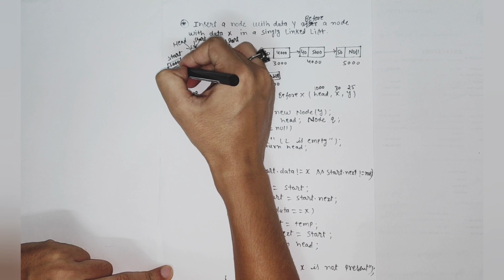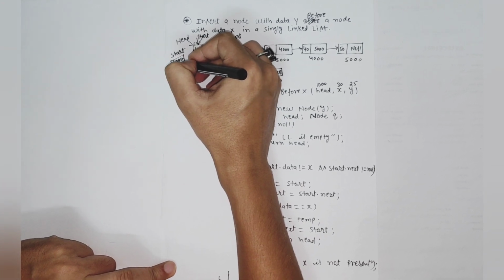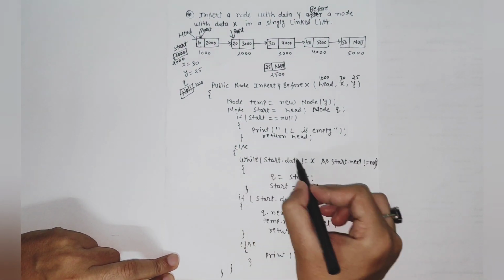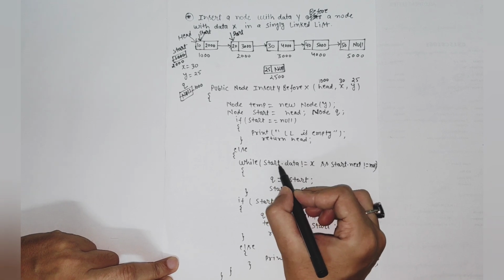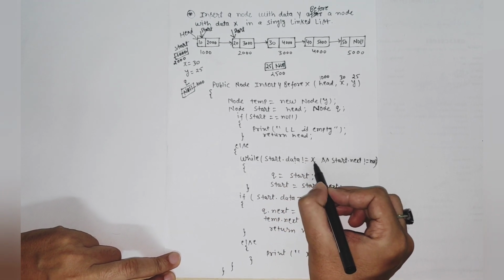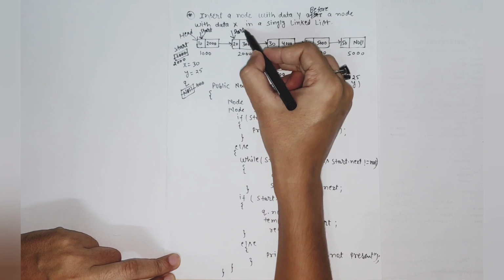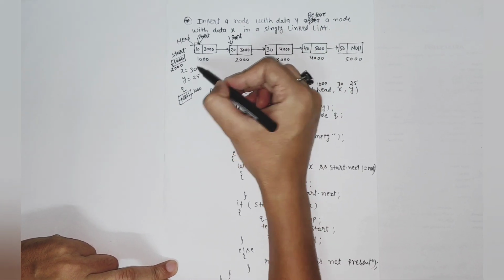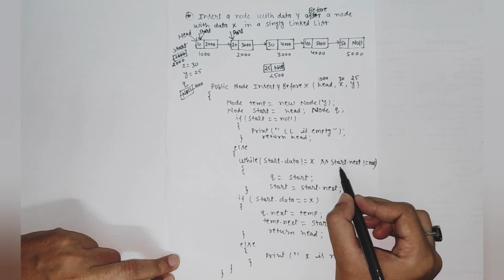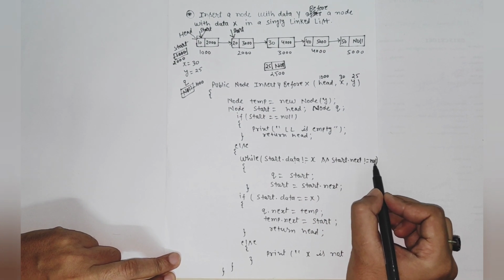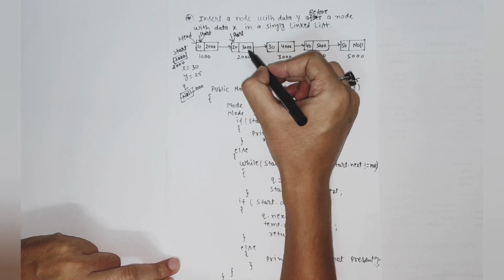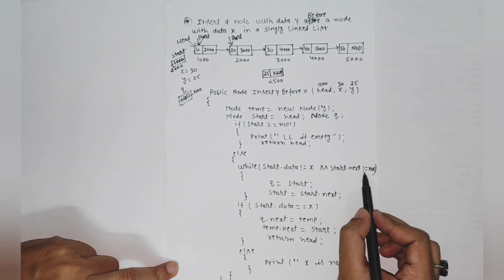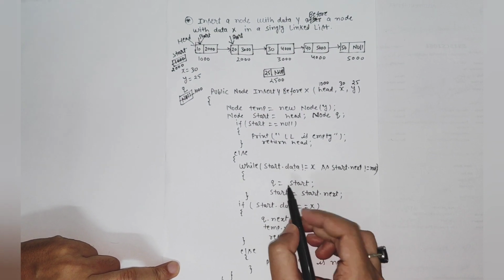So the value will be 2000. After that, again we will iterate in the while loop. Start.data not equal to x. So start.data is 20, which is not equal to x because x is 30. So now we will check one more condition. Start.next not equal to null. Start.next is 3000. So this is also true. So we will come in the while loop.